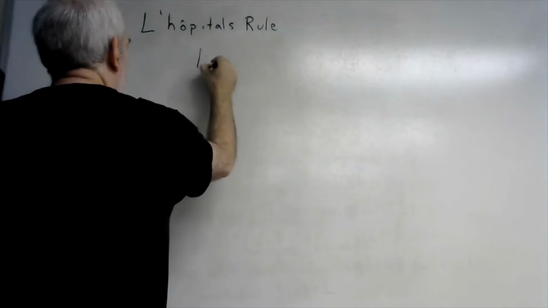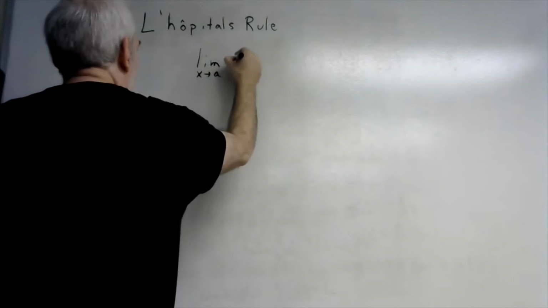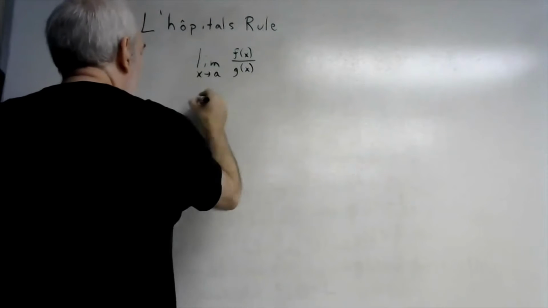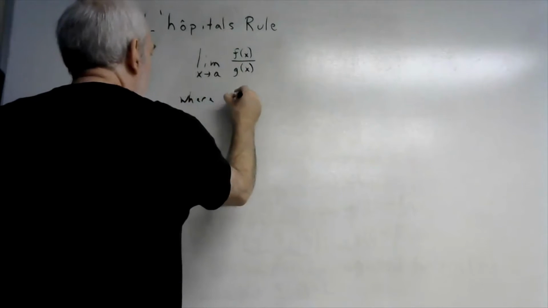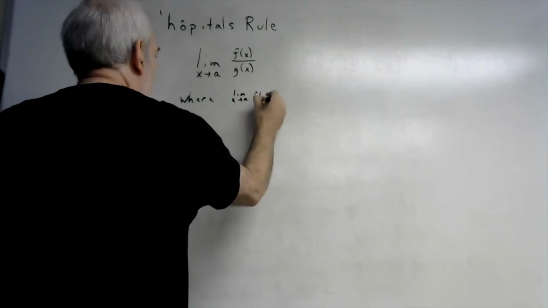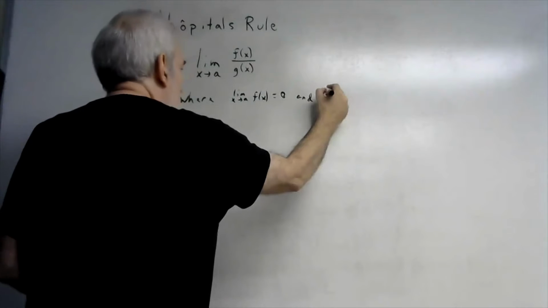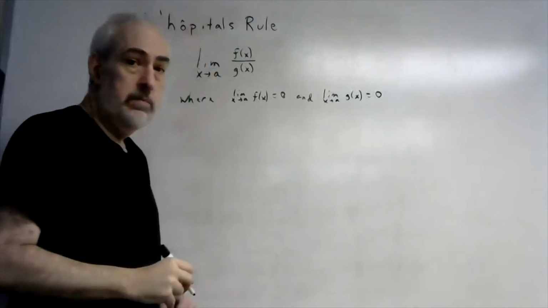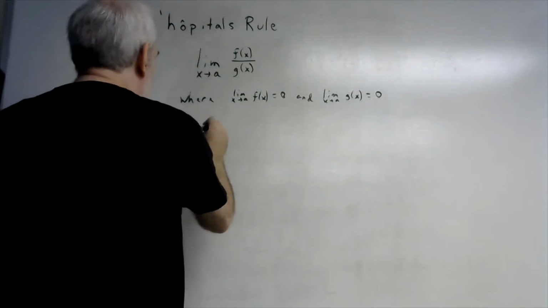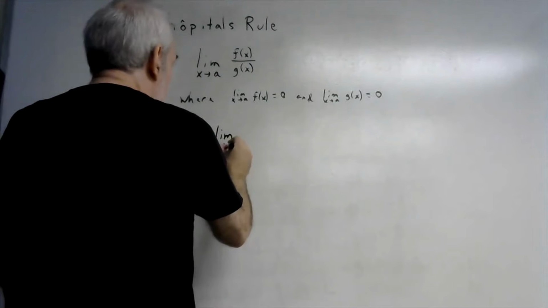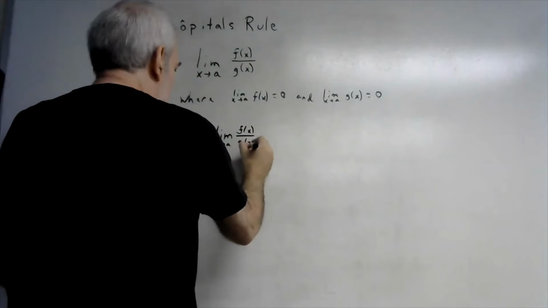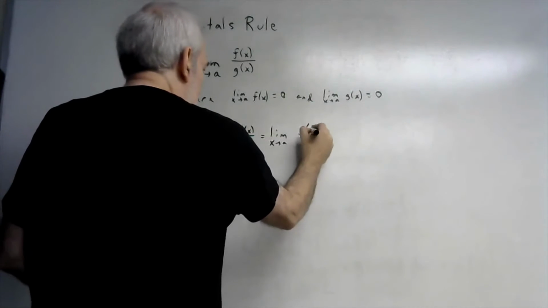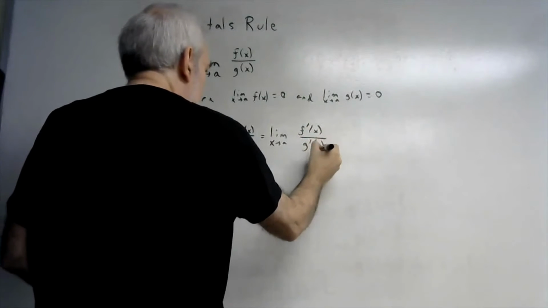So if we have a limit as x approaches a of f of x over g of x, where the limit as x approaches a of f of x equals 0, and the limit as x approaches a of g of x equals 0, then the limit as x approaches a of f of x over g of x is going to equal the limit as x approaches a of the derivative of f of x over the derivative of g of x.